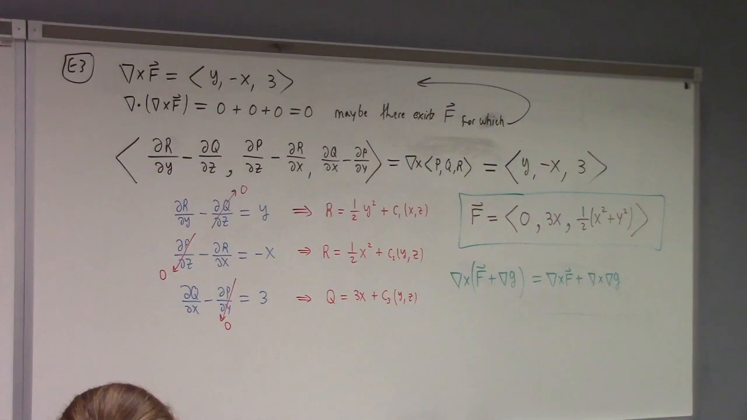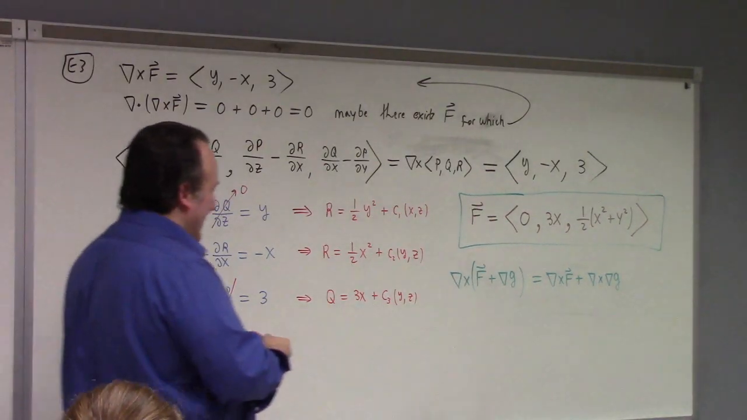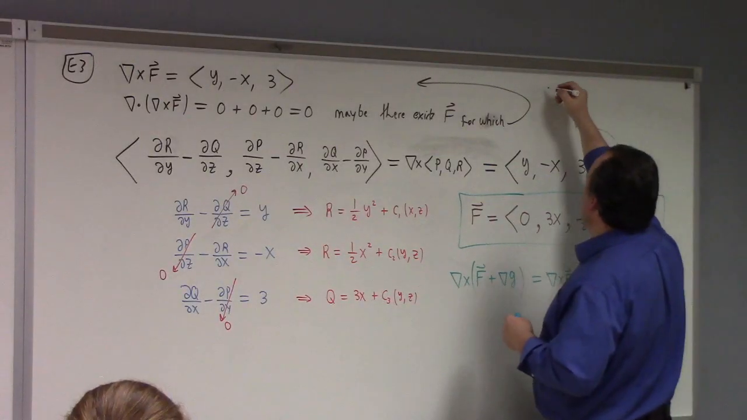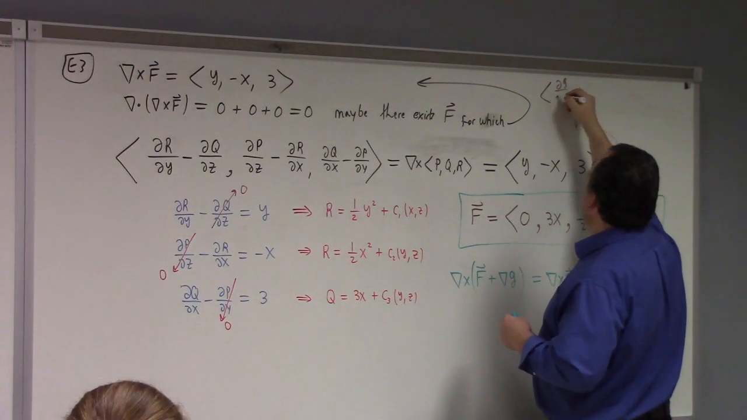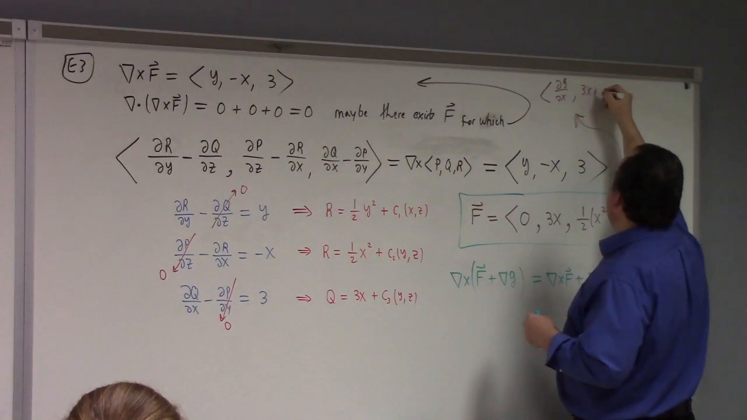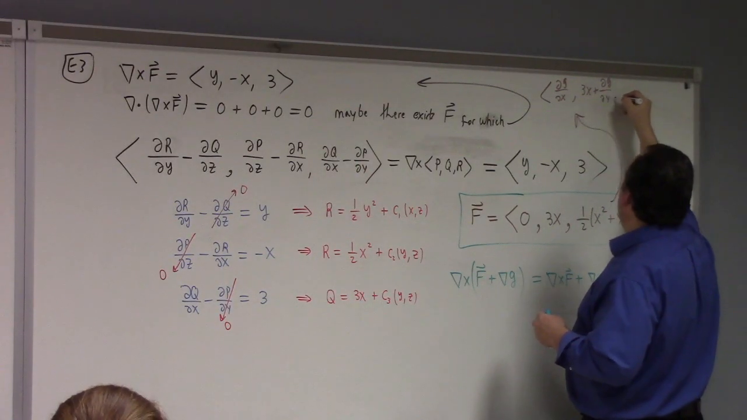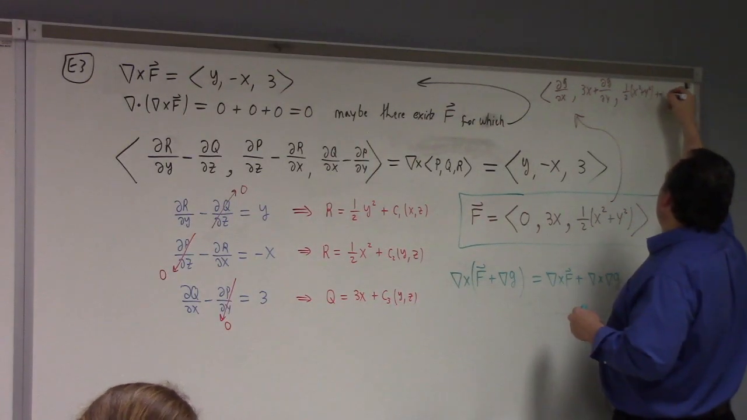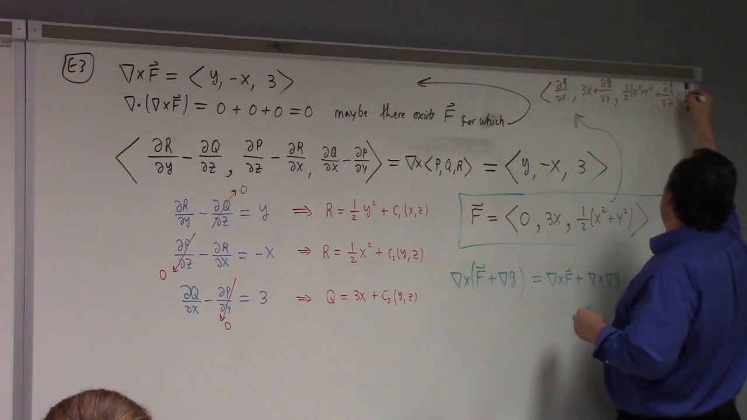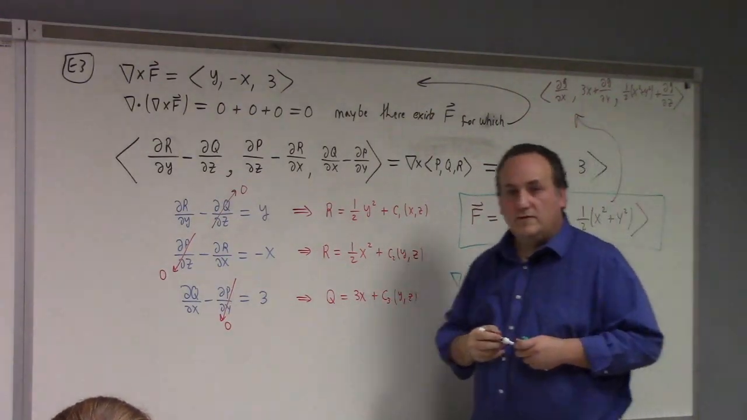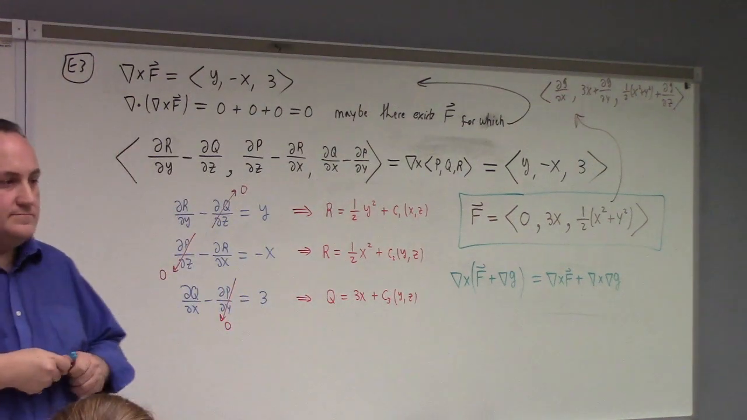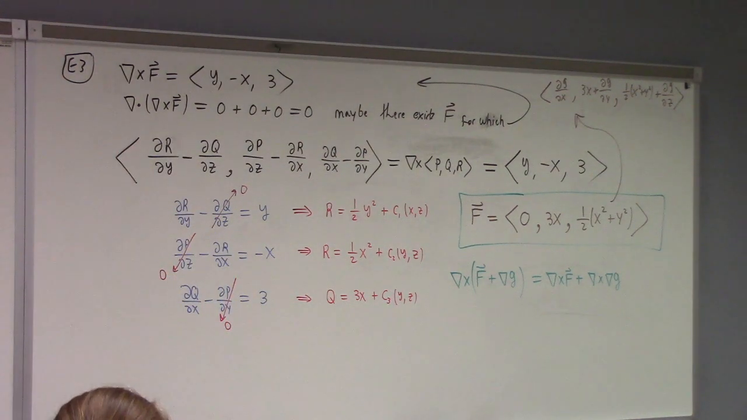It's 0. That means I can take this answer that I just found and replace it with partial g partial x, comma 3x plus partial g partial y, comma 1/2 x squared plus y squared plus partial g partial z, and guess what? That has a curl which is the same as the one which is given. What did I do? I'm just asking. So you can just put any number in the place of partial g partial x. Any function g, any function.